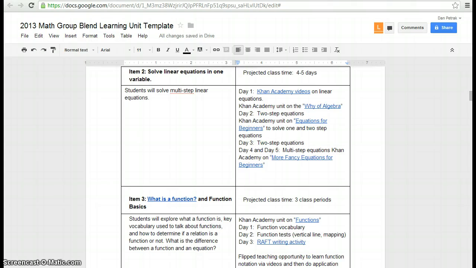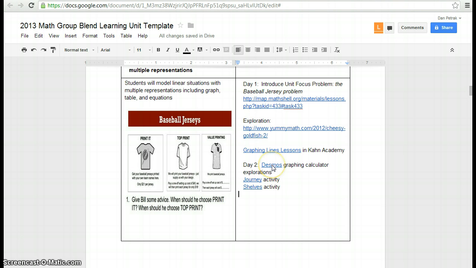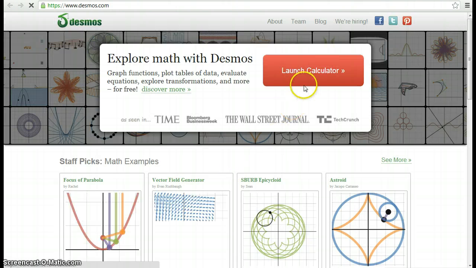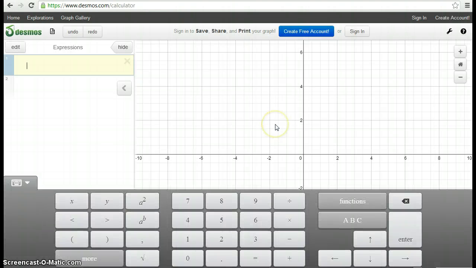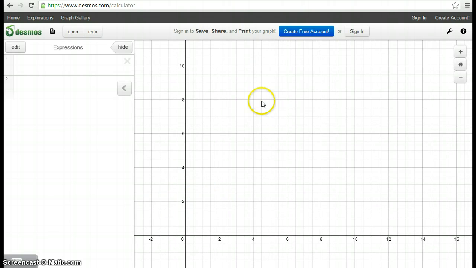Back to the unit plan again. We also have, like in Unit 1 here, the baseball problem, but then we have this graphing calculator exploration. Desmos is a great web version graphing calculator. You can launch the calculator here, and so teachers could use this to actually graph their expressions and make those connections in class, or have students present those or copy and paste their graphs from these into their little write-ups of how they're modeling these situations.